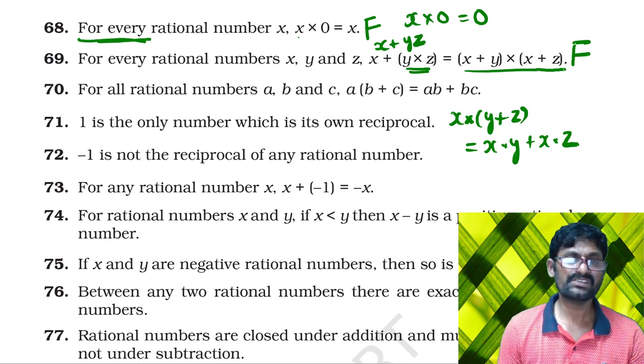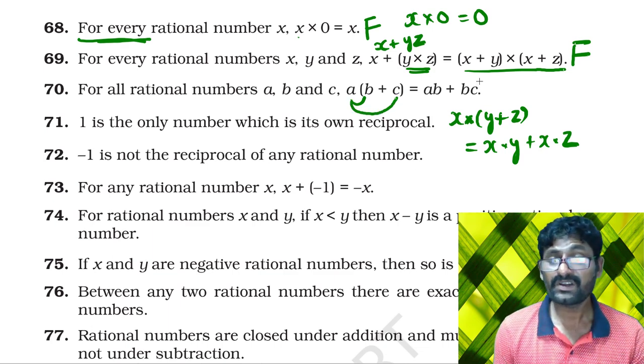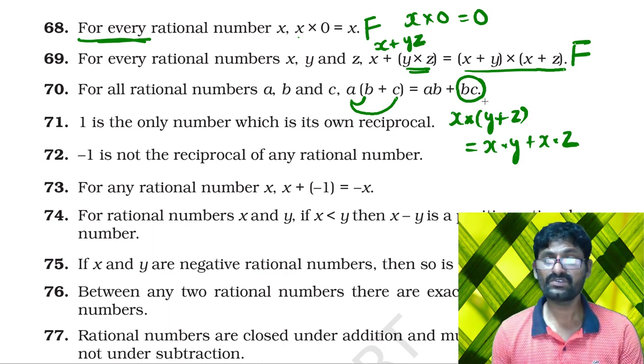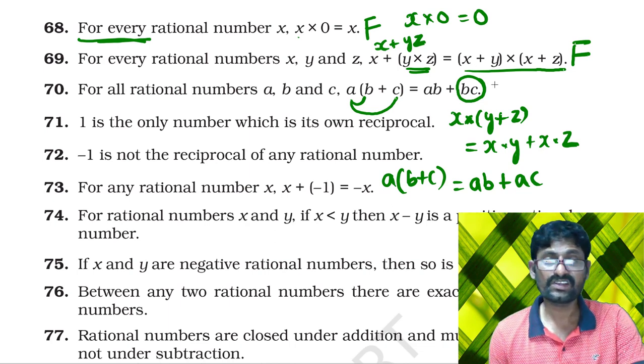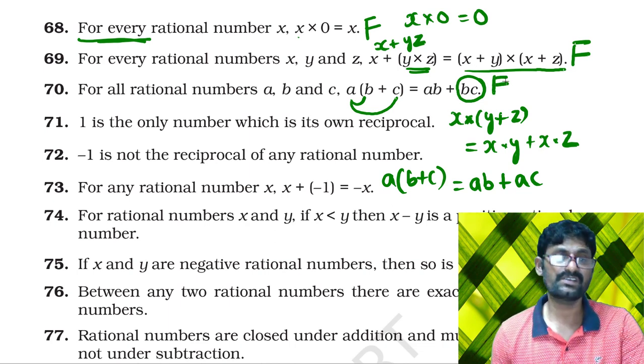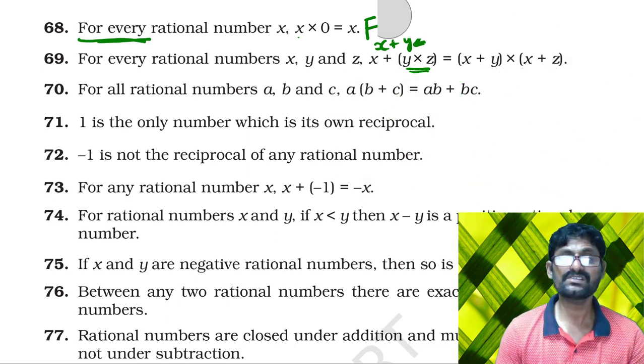Next, problem number 70. For all rational numbers a, b and c, a times b plus c equal to a times b plus a times c actually. But given here you see that is b times c. Don't get confused. A times b plus c is equal to a times b plus a times c, not b times c. So don't get confused. So this is a false statement. Problem number 70 is false. Next, let us go to 71. Problem number 71.